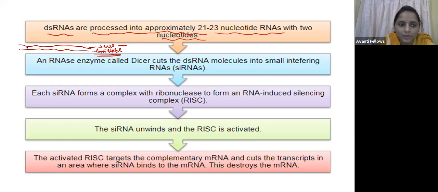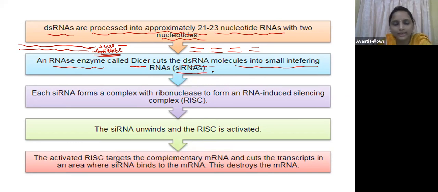We will see. Okay, so here there is a double strand. One is a sense and another one is the antisense. It is very long, so it is cleaved into small fragments by using the enzyme called Dicer. Here you can see it is an RNase enzyme. That Dicer cuts the double-stranded RNA molecule into small interfering RNA, siRNA. Okay, so now there is a small fragment, right? So now it is called an siRNA.